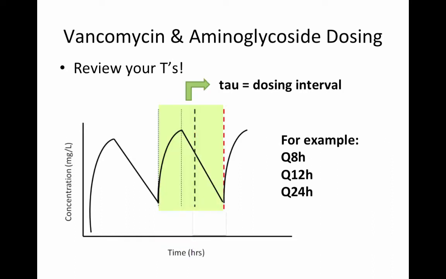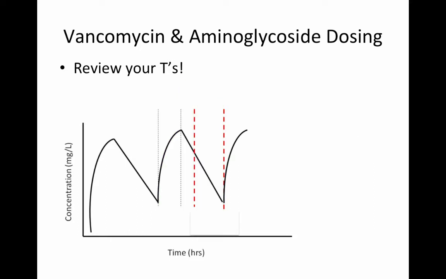All right, final T, you're going to look at your tau. So that's your dosing interval. Remember that is, for example, Q8, Q12, Q24. So this is how often we are actually dosing the medication. This is referred to as tau. All right, so bottom line, know your T's, know that T, know Mr. T, know your T's.